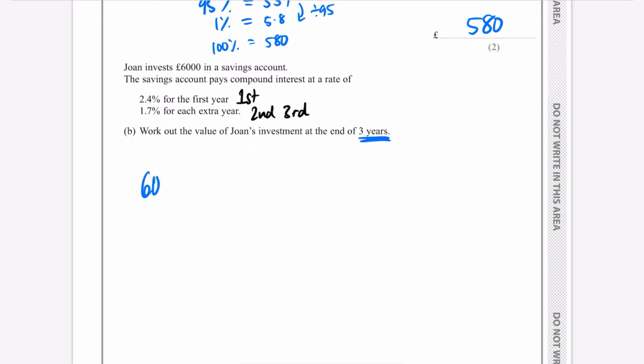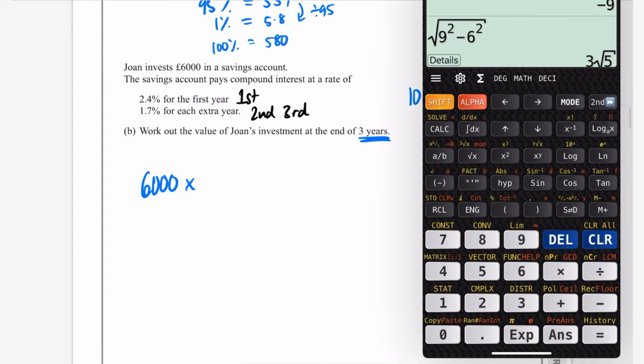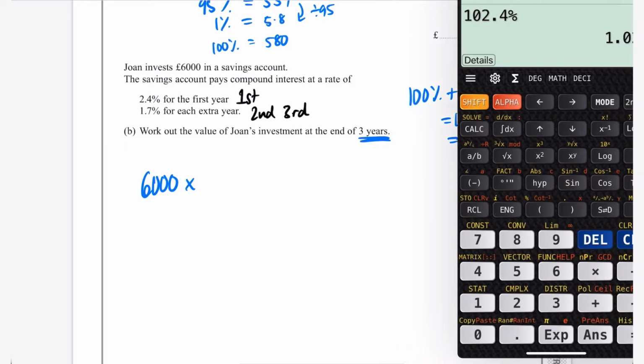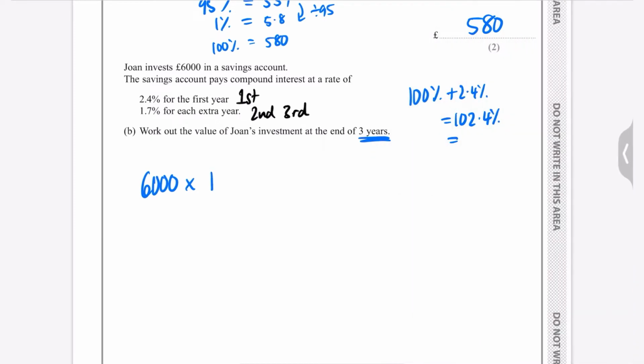So she's got £6,000 to begin with, and it's going to increase by 2.4%. So it's 100%, and it's going to increase by 2.4%. That is 102.4%. As a decimal, you can literally type in 102.4%, and it gives it to you as a decimal. You divide it by 100. So that's 1.024. So we're going to multiply it by 1.024, and then we're going to take that, and we're going to find out what 1.7% is.